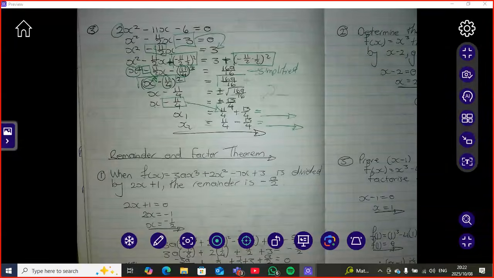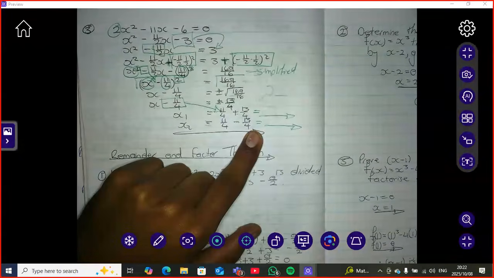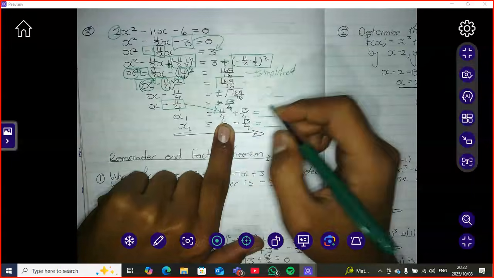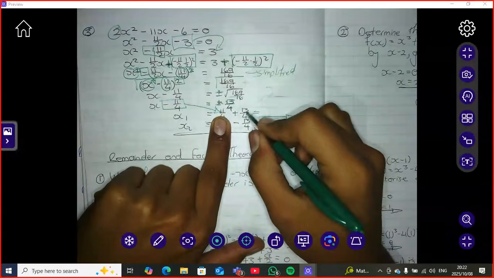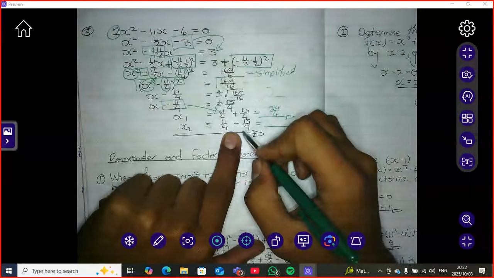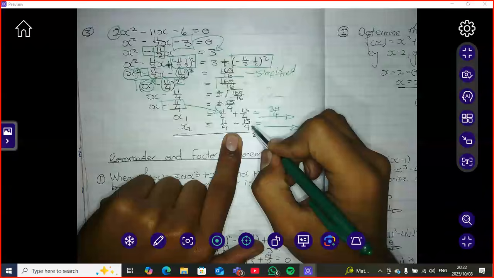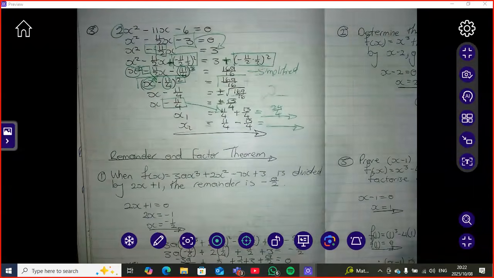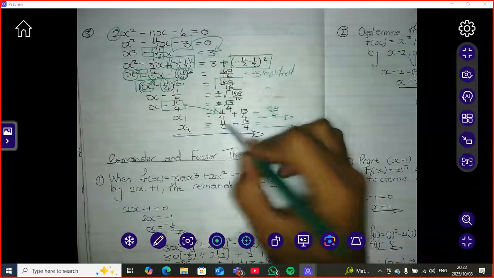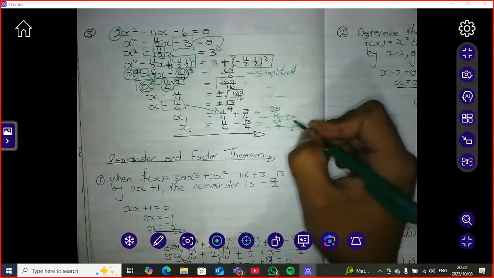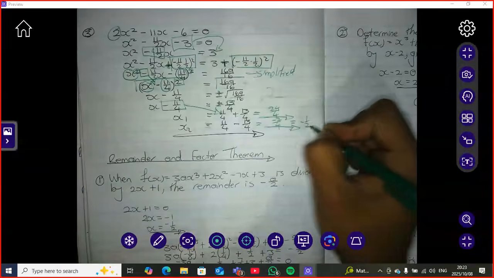But these are simple fractions. Because they have the same denominator, you're just going to add them together: 11 plus 13, which is 24 over 4. Then here you'll get maybe a negative answer. So 11 minus 13 is negative 2 over 4, which equals negative a half.